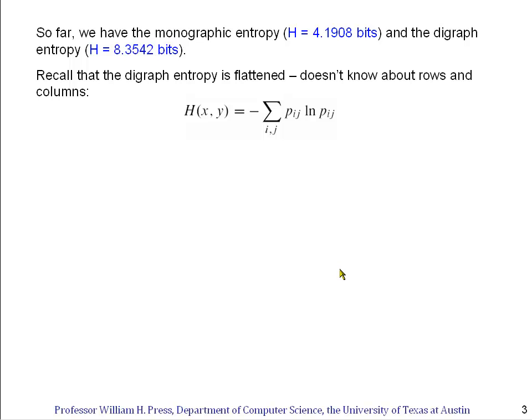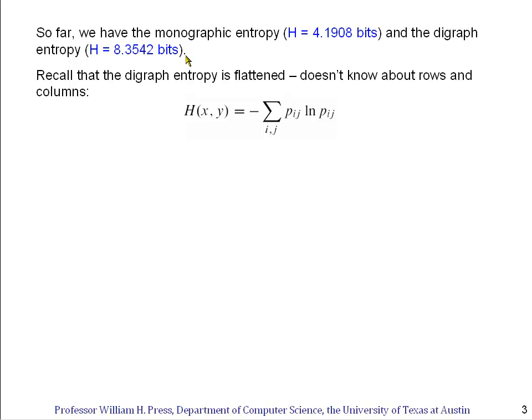Now, we learned how to compute the entropy of these two distributions, and we found that the monographic entropy, the sum of p log p when you sum over the 20 amino acid probabilities, was 4.1908 bits. Whereas the digraphic entropy, summing p log p over the 400 individual probability entries, came out 8.3542, which is slightly less than twice the monographic entropy. And what that shows is that there's some redundancy. In other words, given the first in the pair, the second in the pair is a little bit more predictable than it would otherwise have been. And that's what we're going to try to capture now in some equations.